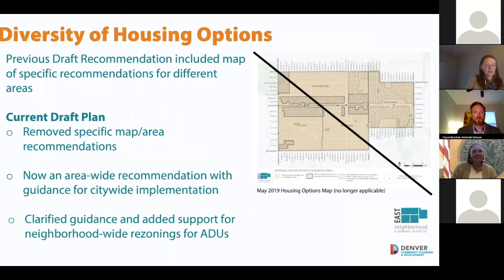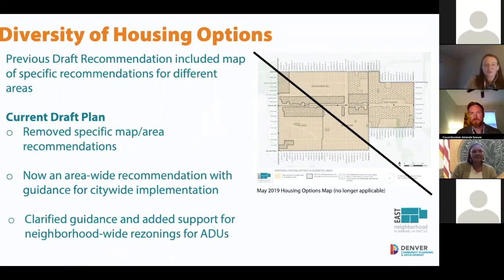And so this slide, again, like the heights map, was intended just to show you where we started and how we got to where we are today. We started with the map that has the cross through there on the right back in May of last year. It was more about specific recommendations for different areas of the East area plan. So there's some coloring on that map that showed different recommendations. And we received a lot of feedback on that.